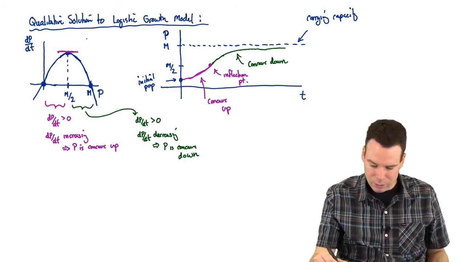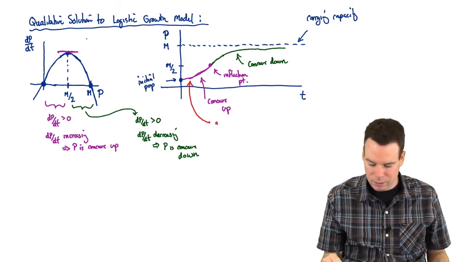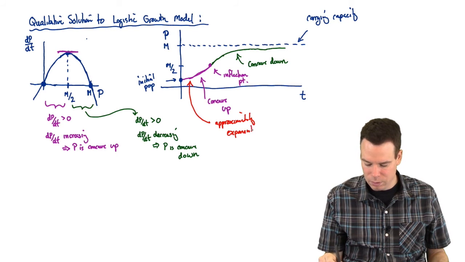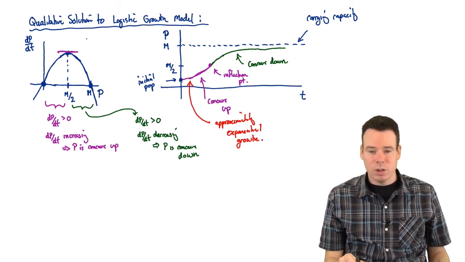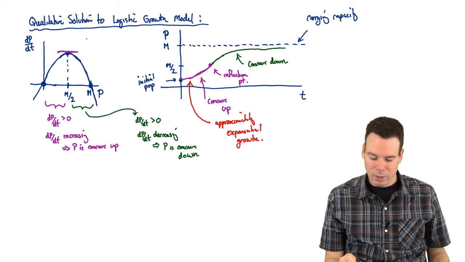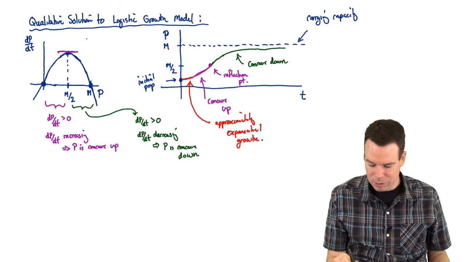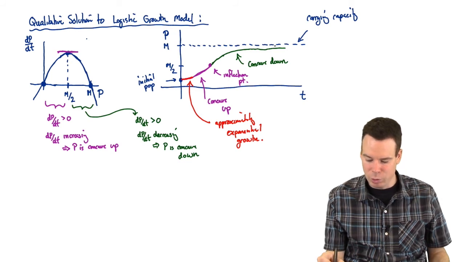What's happening right at the start? Right at the start here, this is approximately exponential growth. When our population is pretty small, then we get approximately exponential growth. So it's starting out as what is approximately an exponential function, and then it turns into this stretched sort of S-shaped function called a sigmoid function.